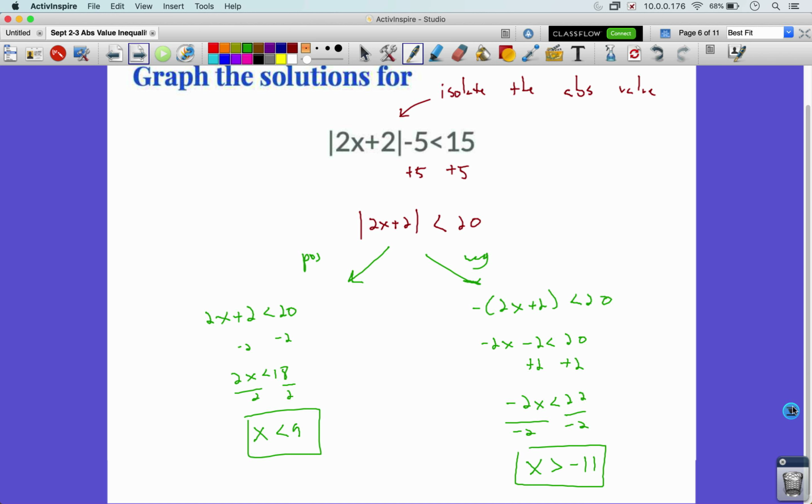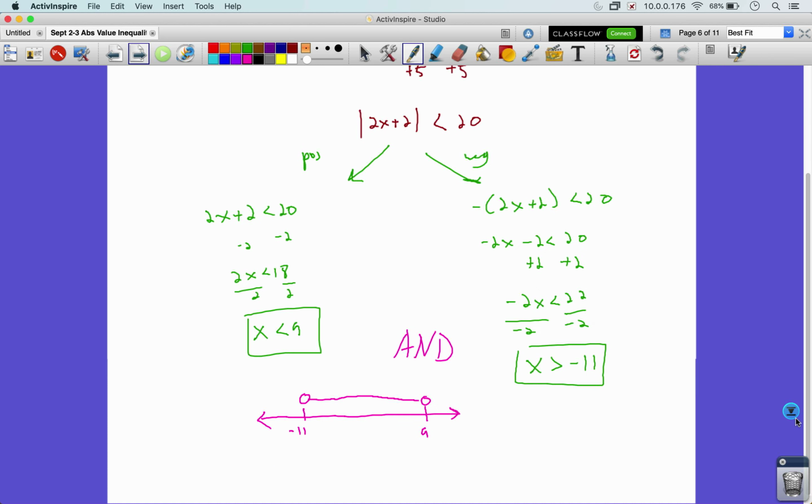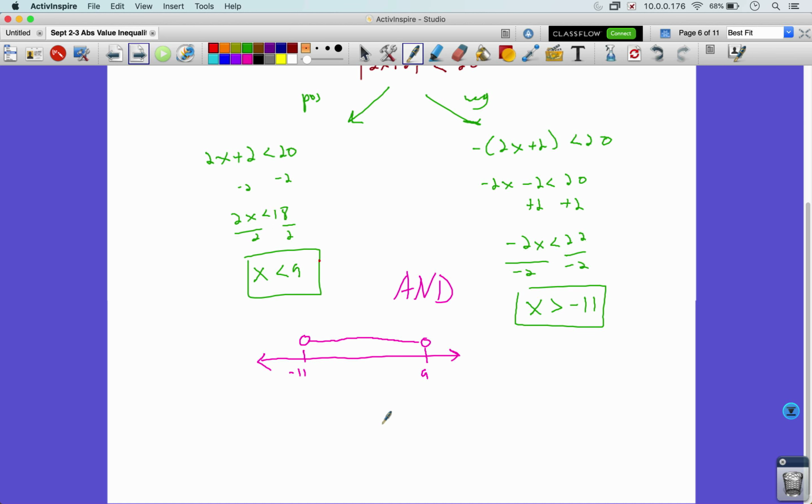All right, and let's see if these intersect. So at -11, I want an open circle, arrow coming this way. At 9, I want an open circle, arrow coming this way. These two intersect, so they're an AND type, which means that we can go ahead and write it as a single line inequality. -11 is less than x is less than 9.